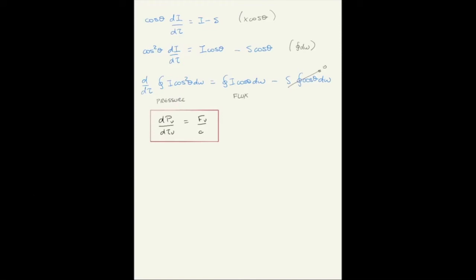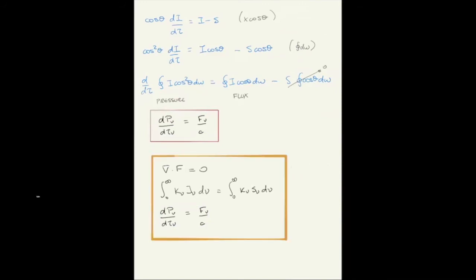So we have then this set of equations for the atmosphere. The divergence of the flux is 0. Bolometric absorption is equal to bolometric emission. And the pressure gradient is the flux. So these are the three equations for an atmosphere in radiative equilibrium.